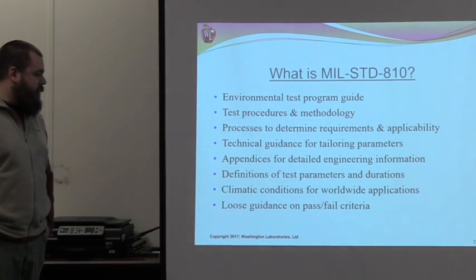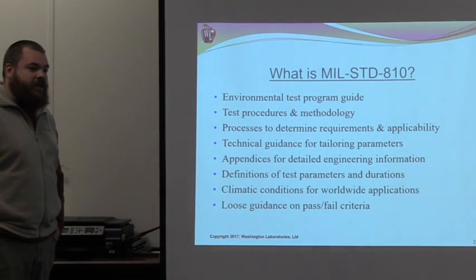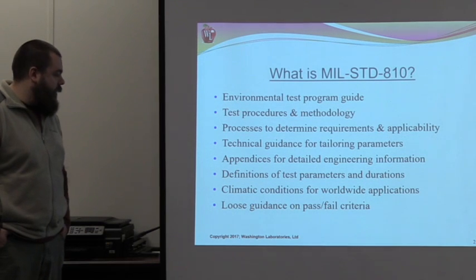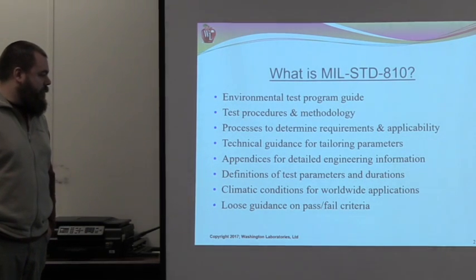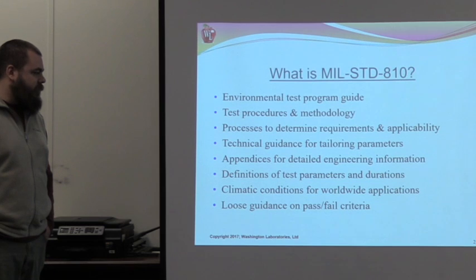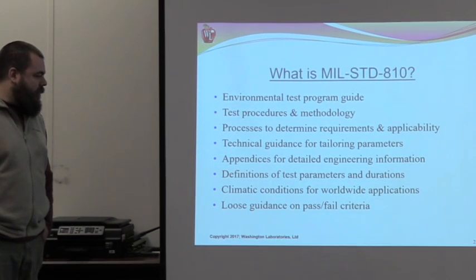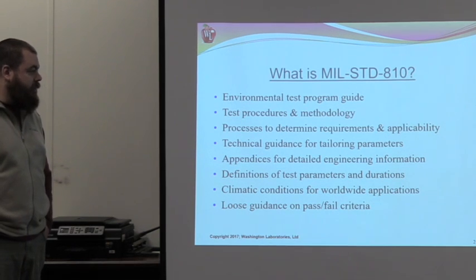There are the definitions for the parameters and durations, which in 810G change 1, tailoring is required, and I'll get to that a little later also. It gives you some basic climatic conditions for where it's expected to be used. It separates it into temperate, hot, cold zones, desert zones, that sort of thing. And some very loose guidance on pass-fail criteria, which I will get to at the very end of this.